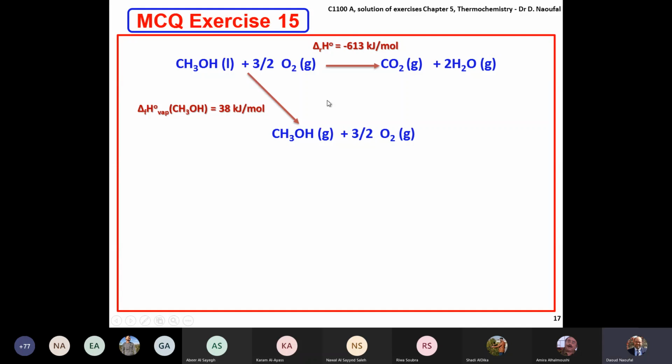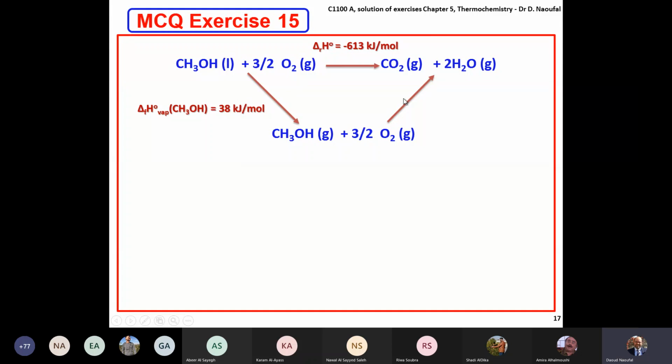Now I will close the cycle. So this is direction 1. This is the global direction. So this is direction 1. I have to close the cycle by direction 2, this way. So this arrow is the sum of this transformation plus this transformation.